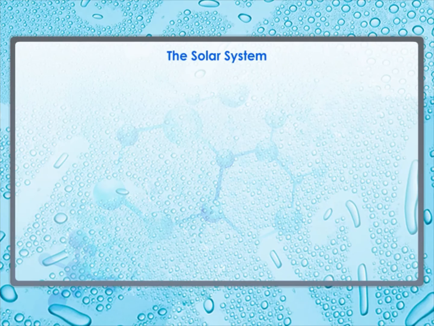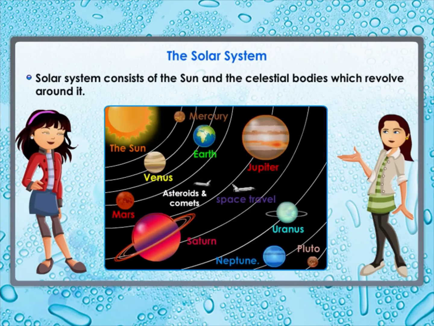The solar system. The Sun and the celestial bodies which revolve around it form the solar system. It consists of a large number of bodies such as planets, comets, asteroids, and meteors. The gravitational attraction between the Sun and these objects keeps them revolving around it. The Earth revolves around the Sun. It is a member of the solar system. It is a planet. There are 7 other planets that revolve around the Sun.